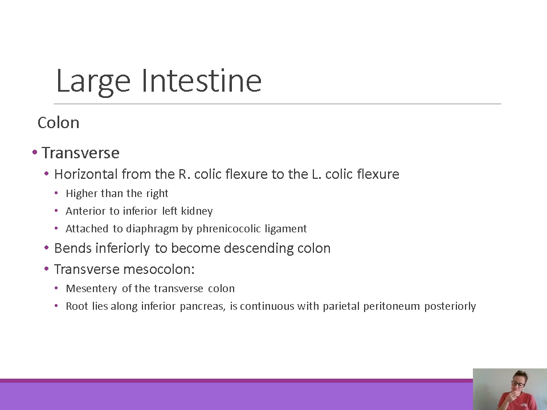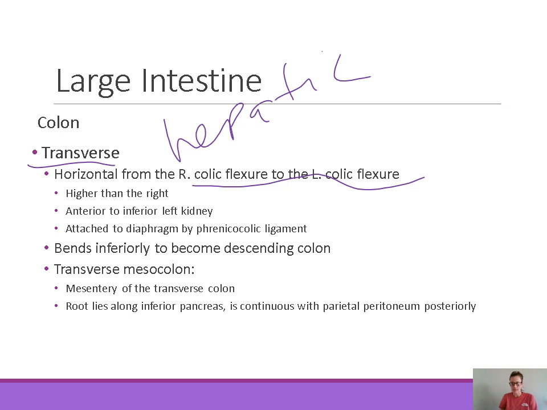Okay, continuing on with the colon, after the ascending colon, we get to the hepatic flexure, which flexes across, and the ascending colon becomes the transverse colon. The transverse colon goes horizontally across the abdomen from the right colic flexure to the left colic flexure. The right colic flexure we also said was called the hepatic flexure, right? It occurs at the liver. The left colic flexure is also called the splenic flexure.